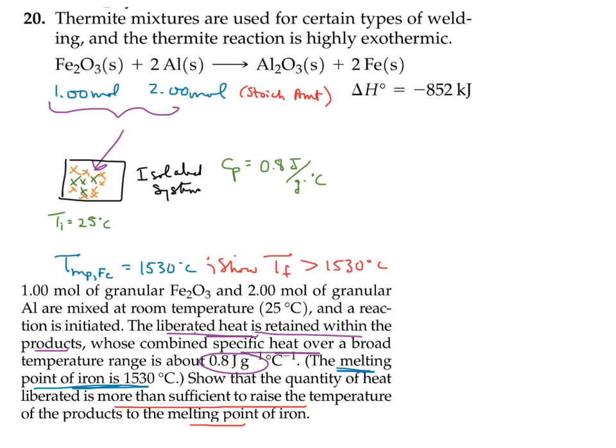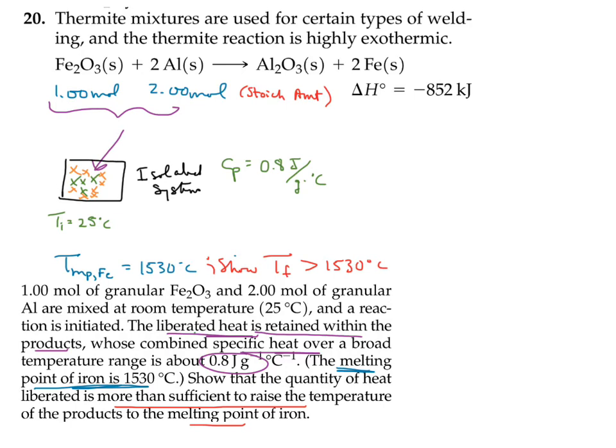Notice the problem statement says it's very exothermic, negative 852 kilojoules of energy. In green and orange I showed you combining the two reactants. We have an initial temperature of 25 degrees Celsius. It's an isolated system, and they give you the specific heat of this blob. It's going to get warmer. It takes about 0.8 joules of energy per gram to change its temperature 1 degree Celsius. That's just the specific heat.